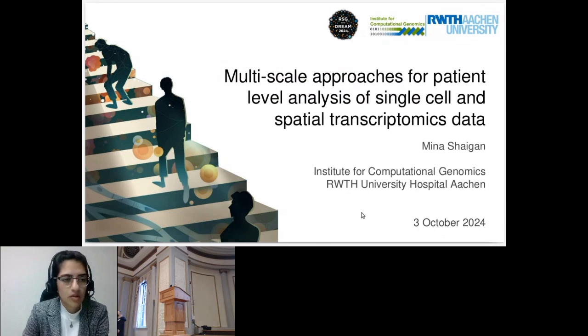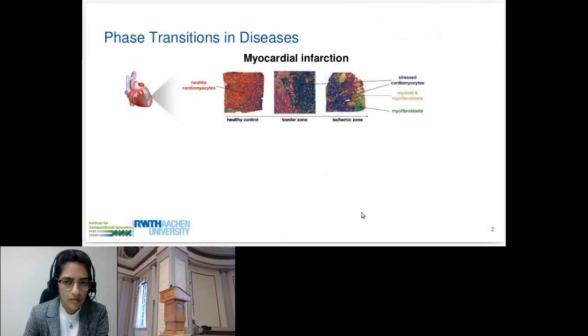I'm going to talk about multi-scale approaches for patient-level analysis of single-cell and spatial transcriptomics data. Many diseases have phase transitions. For example, myocardial infarction goes through different stages from healthy to ischemic. Through these stages, there would be some inflammation, dead cells, and stressed cells that appear throughout all of these stages.